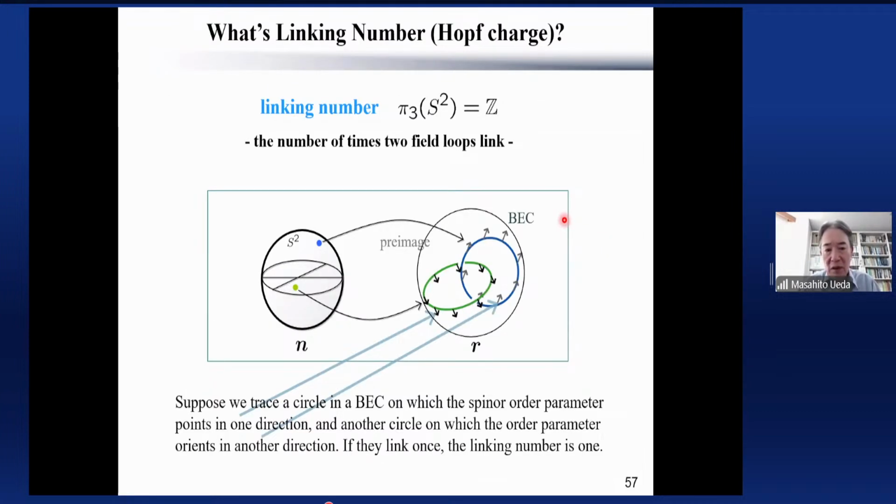What is linking number? Well, linking number is a topological charge belonging to the third homotopy group and describes the number of times two field loops link. Suppose we trace a circle in a BEC on which a spinor order parameter points in the same direction. For example, along this link, they point in one direction, and along this ring, they point in a different direction. And if they link once, like this, then the linking number is 1.